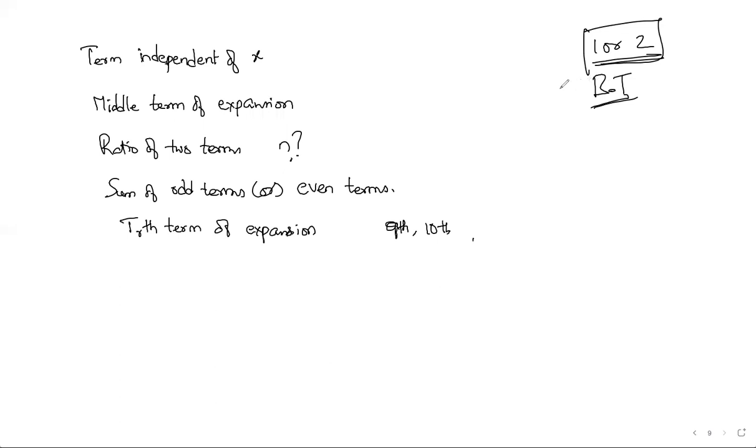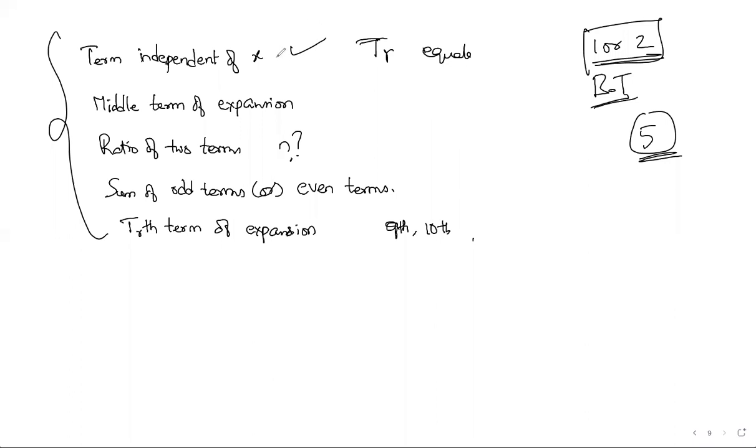Except the 5 questions I have selected, there are some other models that are given as previous BITSAT questions. So I'll name them here. You already know the term independent of x. If there is any question like this, you will directly write the rth term, and the power of x should be equated to 0. So if the term is independent of x, the power of x should be 0. Then you can solve these kind of questions.